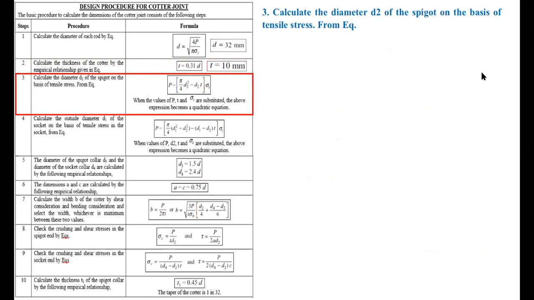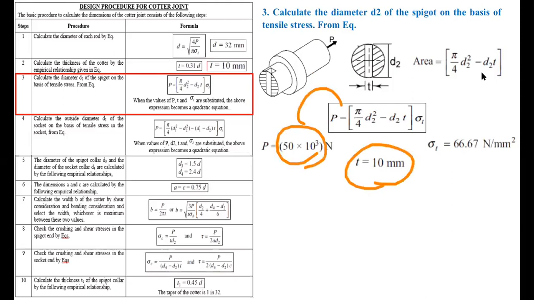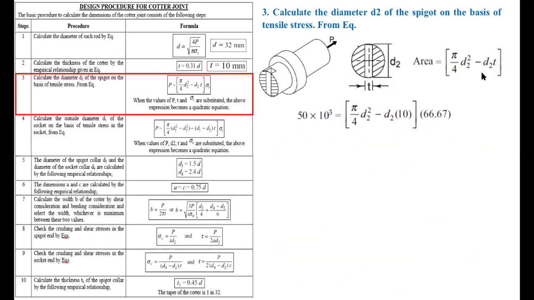Third step: now you have to calculate the diameter D2 of the spigot. We have the formula P is equal to pi by 4 into D2 square minus D2 into T, into sigma T. In this, you have to put the value of P, T here and sigma T here. After putting the values, you will get an equation like this. Now you have to solve this equation in the form of ax square plus bx plus c is equal to 0.